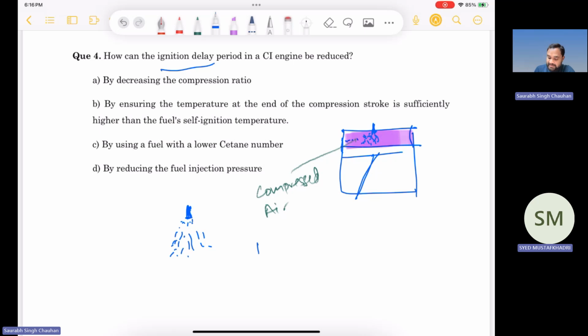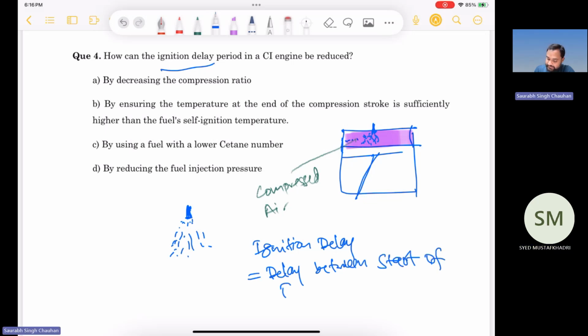So ignition delay is basically the delay or time difference between the start of injection and the start of combustion.